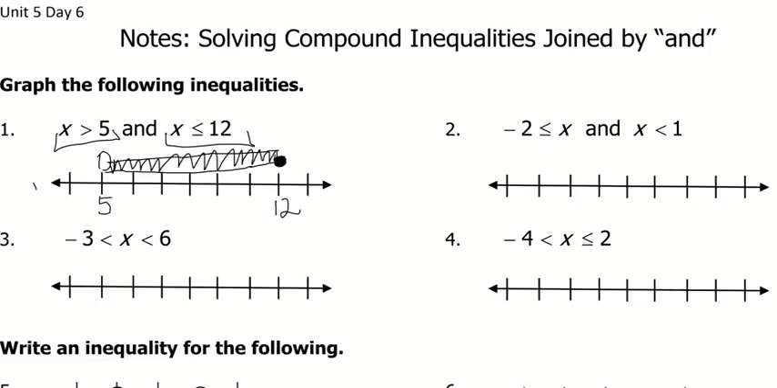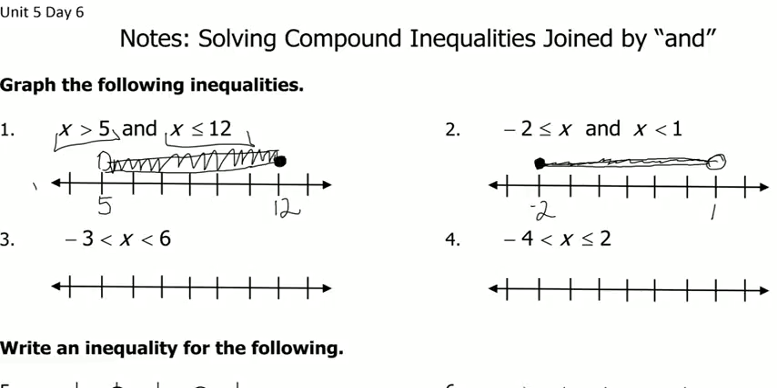So on number 2, we're going to have -2 here. We're going to have 1 down here somewhere. 1's going to have an open dot. 2 will have a closed dot. X is bigger than -2, so we go this way. And x is smaller than 1, so we go that way. Okay? And all that stuff between -2 and 1 is an answer.